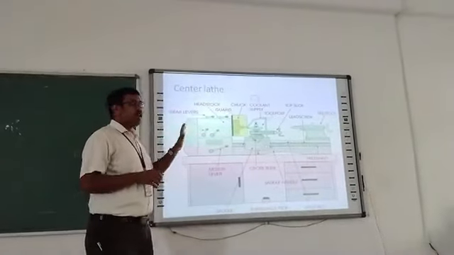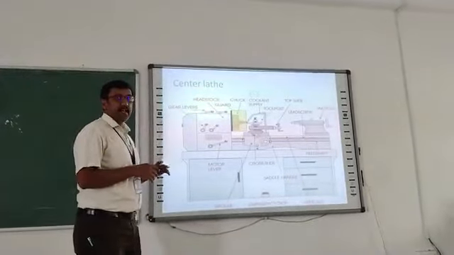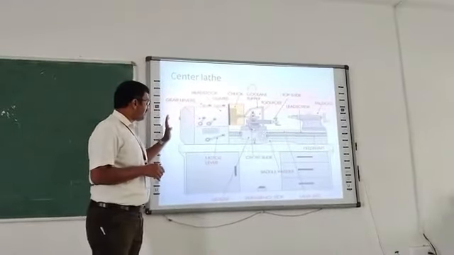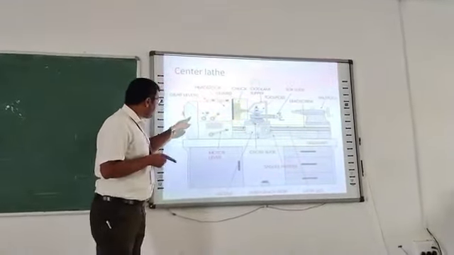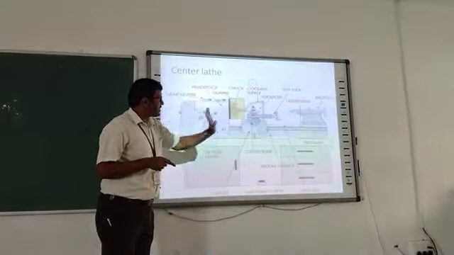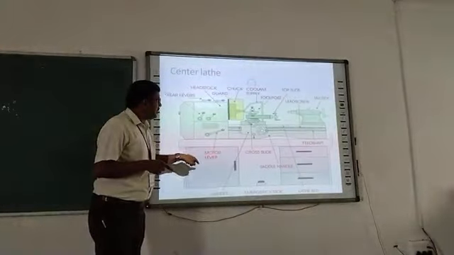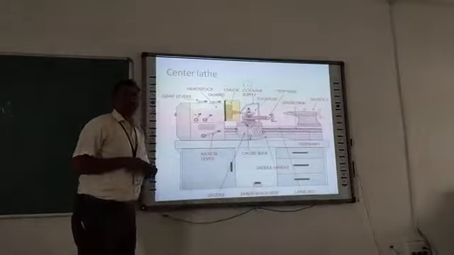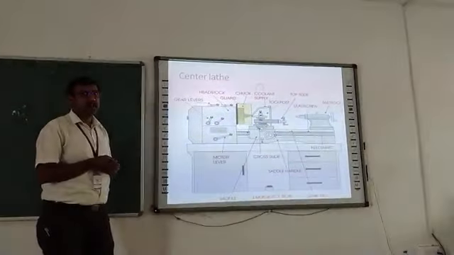Let's see about the construction features of the center lathe. It consists of 4 main parts. One is the headstock, and on the opposite side is the tailstock, then the bed, and then this is the carriage. These are the 4 main parts of a lathe.